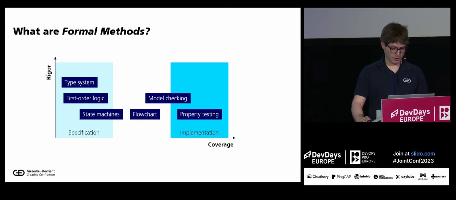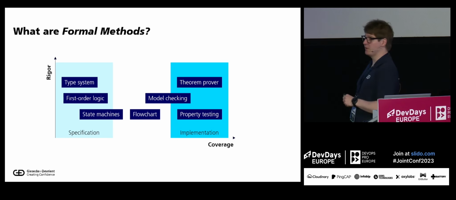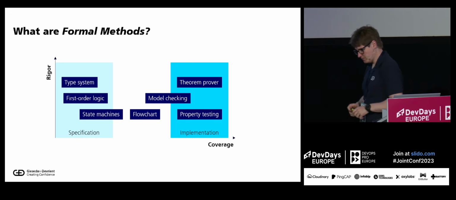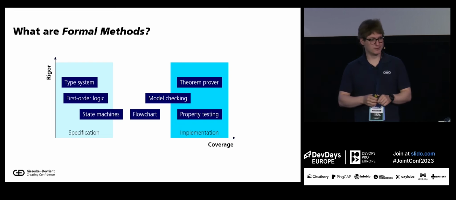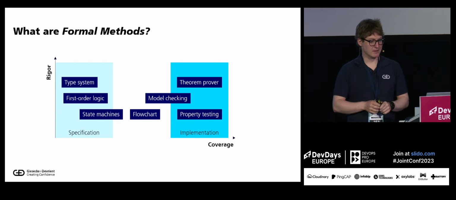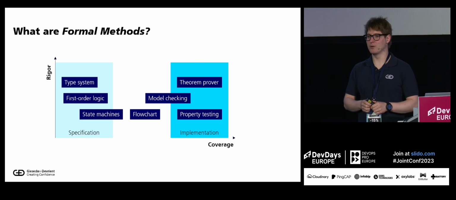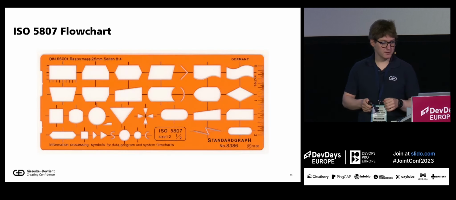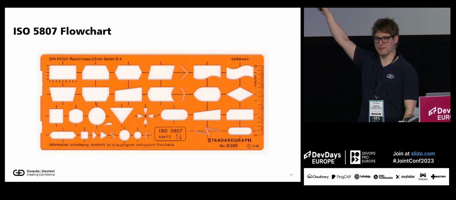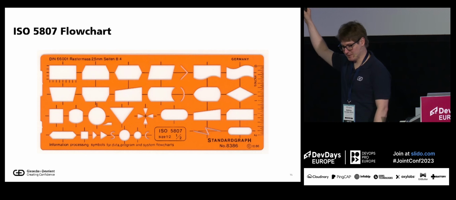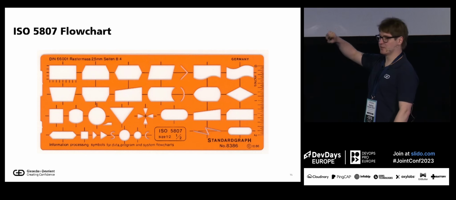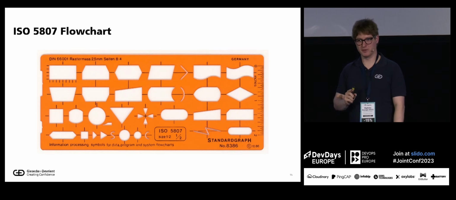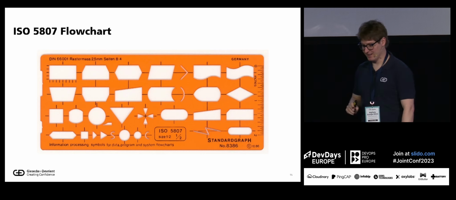And then finally, at the top right, the gold standard would be theorem provers. I will explain what those theorem provers are in a moment. But I have one more funny thing that I wanted to show you while I was doing research for this talk. I knew that flowcharts were somehow formalized, so that there's a specification of flowcharts. What I did not know was that you can actually buy this kind of stuff to draw flowcharts. This is a DIN standard, a German standard, and also an ISO standard. So you can draw ISO 5807 compatible flowcharts with this kind of template.